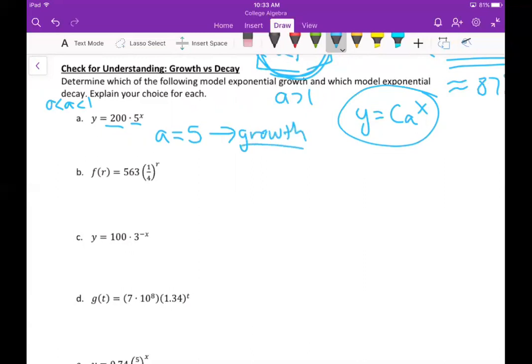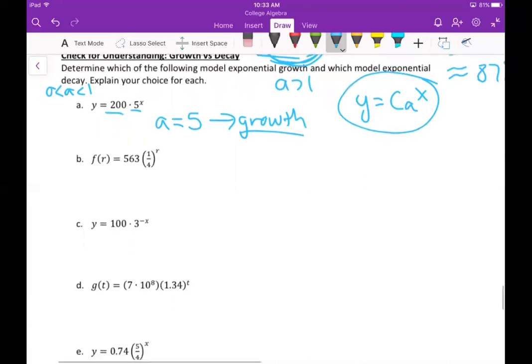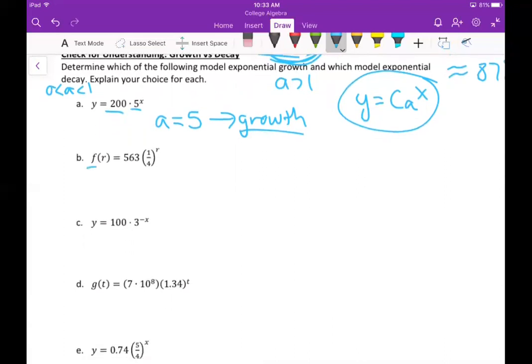And this one, we also have a pretty straightforward equation. It's just that we're seeing some different variables. Remember, this is just function notation. So our output equals 563 times 1/4 for every change of the input. That input variable is by itself. So we see here straight away that a is 1/4. That is less than 1. It's a fraction, which will cause decay.